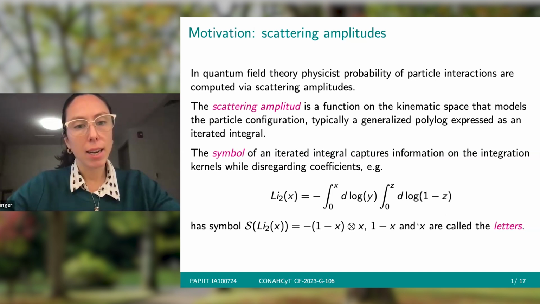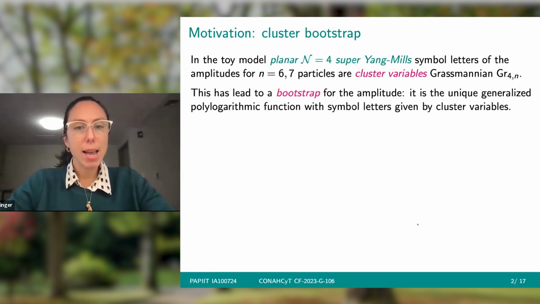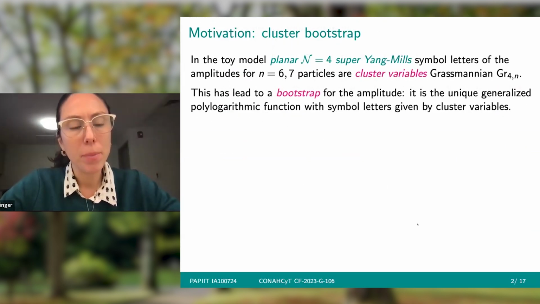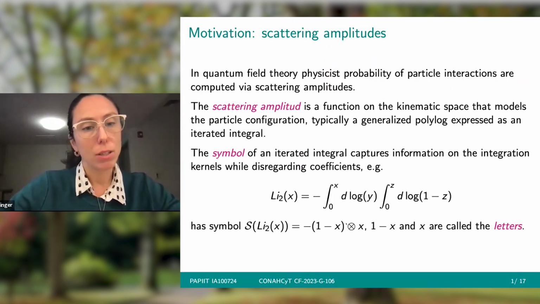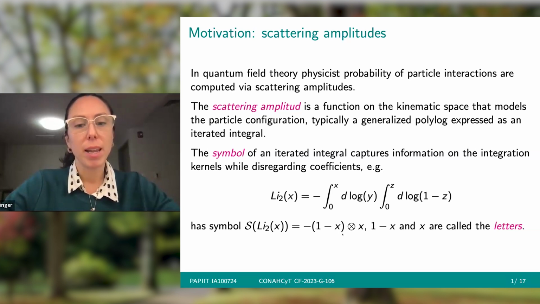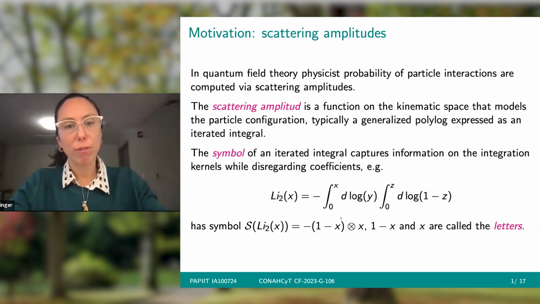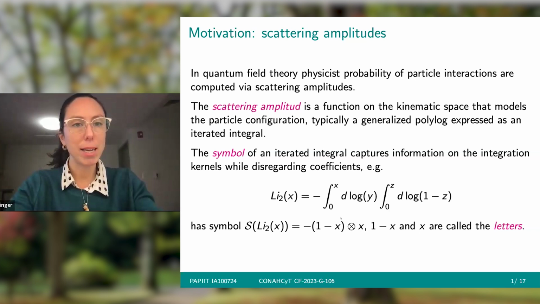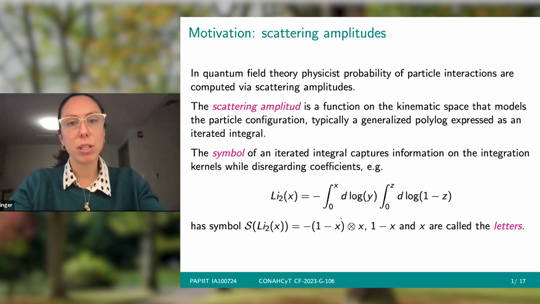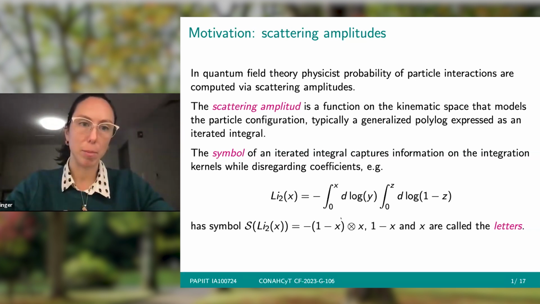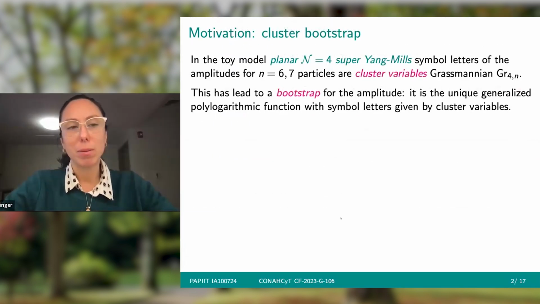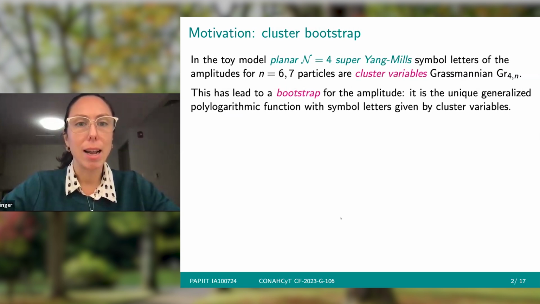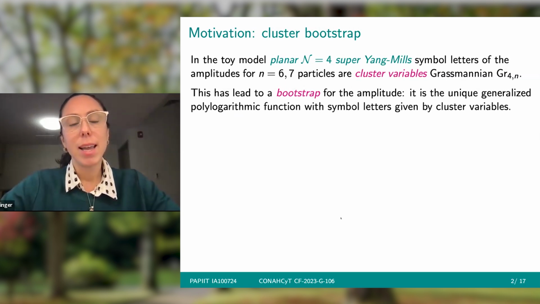Understanding scattering amplitudes this way has led to a bootstrap program, where people, from scratch, given this set of letters or the symbol, search the space of all functions on the corresponding kinematic space for generalized polylogs that have this symbol. That's the idea behind the bootstrap program developed by Lance Dixon and many collaborators.